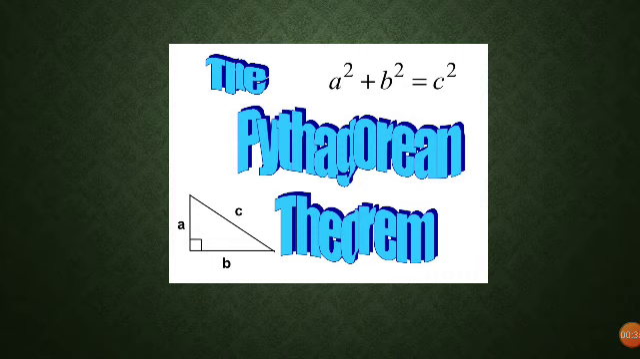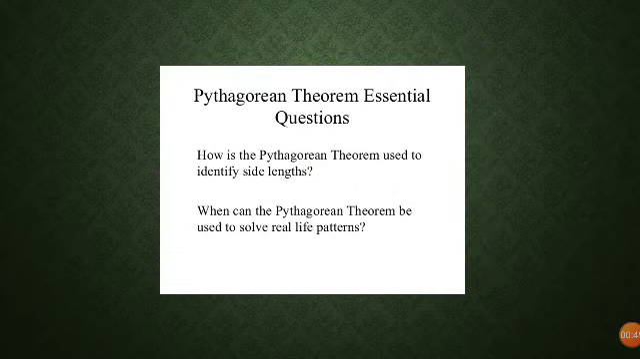The Pythagorean theorem formula is a square plus b square equal to c square. Then only a square plus b square equal to c square. Pythagoras theorem essential questions: How is the Pythagoras theorem used to identify side length? When can the Pythagoras theorem be used to solve real life problems? That means a square plus b square equal to c square.